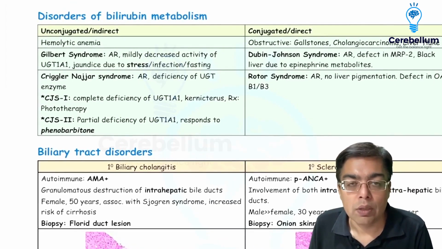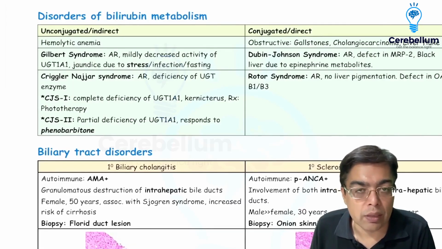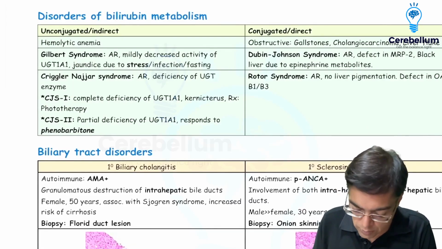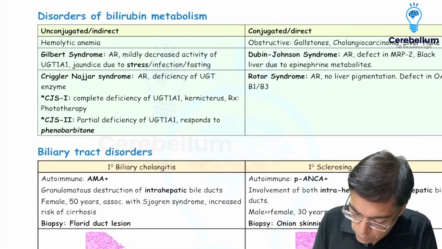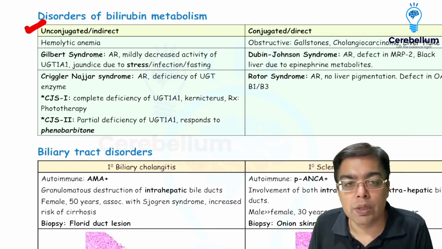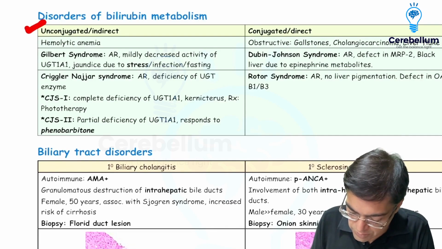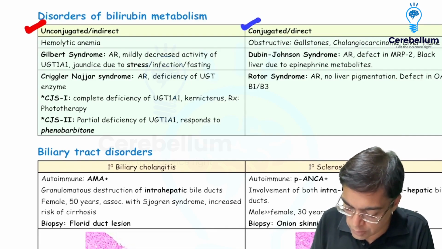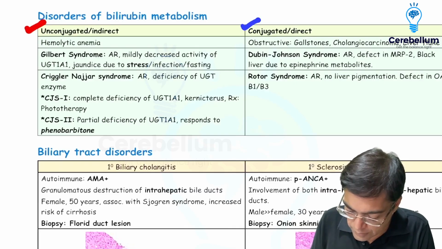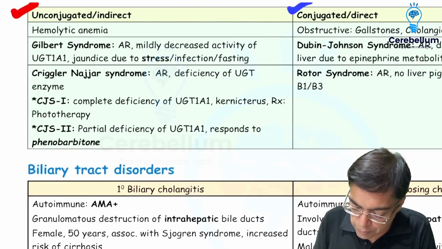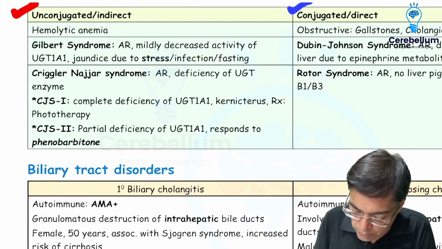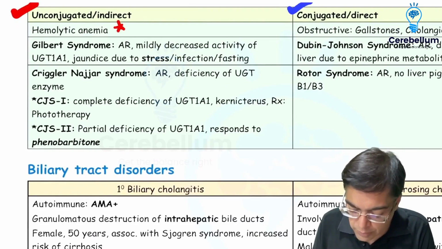bilirubin metabolism, because of which the patients are going to have a clinical presentation in the form of jaundice. If we talk about jaundice, we can subdivide jaundice into two categories. One in which the patients have unconjugated or indirect hyperbilirubinemia, or conditions in which the patients develop conjugated hyperbilirubinemia. As and when we mention unconjugated hyperbilirubinemia, practically the most important condition that we need to remember over here is hemolytic anemia.